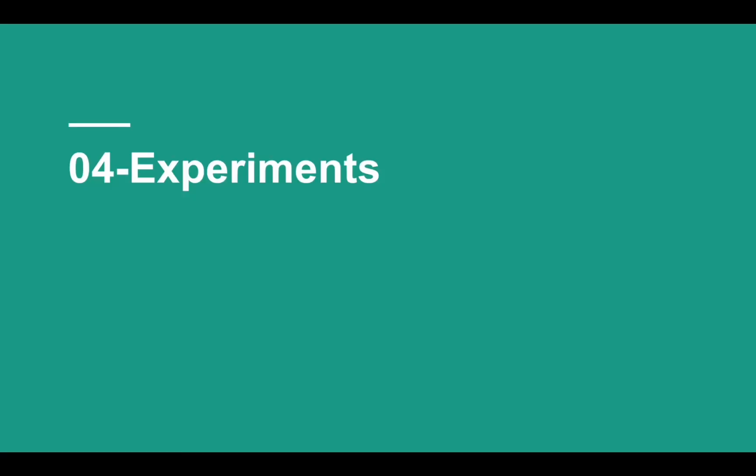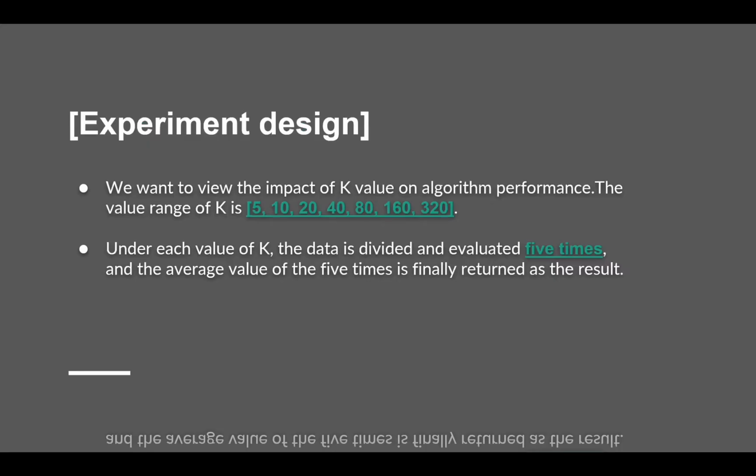And next part is our experiments. This program uses the MovieLens dataset provided by GroupLens. We want to review the impact of K value on algorithm performance. The value range of K is 5 to 320.